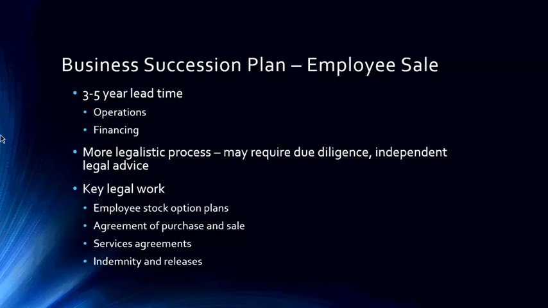The difference between this and the family transfer is that it tends to be a more legalistic process. It's closer to a sale of a business, so the person who's taking over the business may want to conduct due diligence. If they're properly advised, they probably will, really to understand the books of the company. And both sides will probably want independent legal advice to make sure that what's being sold is indeed what's being bought. So key legal work involved in this can be employee stock option plans, where they either buy in or part of their salary is transferred into shares of the company. It can be done by a straight up agreement of purchase and sale if they have the money or the financing to do it.